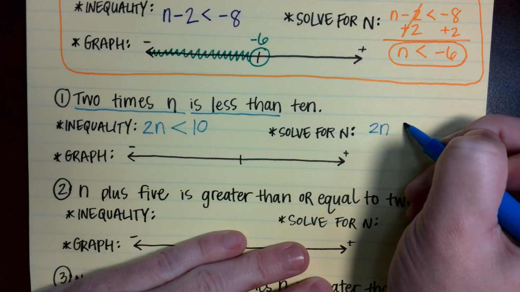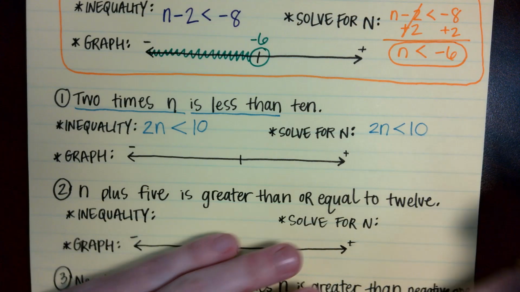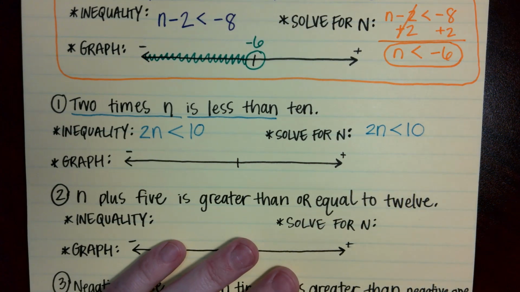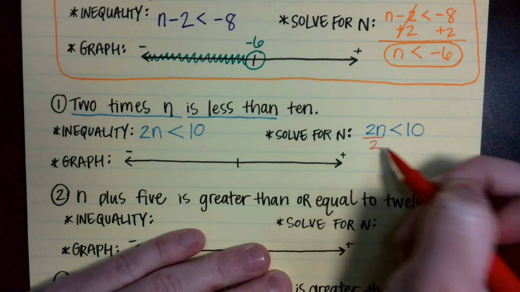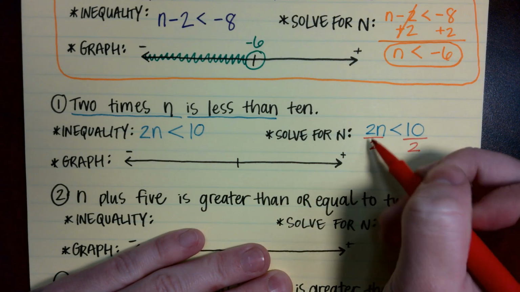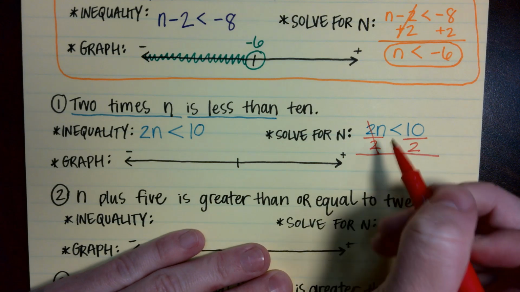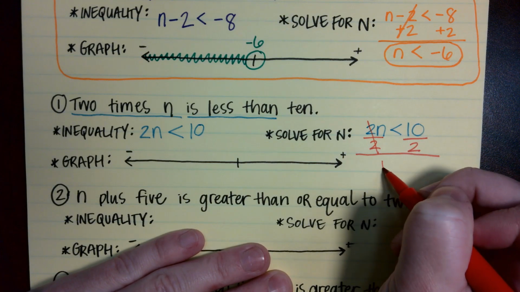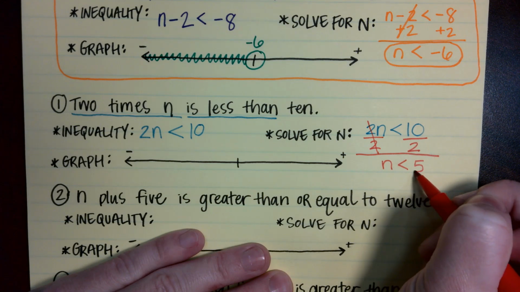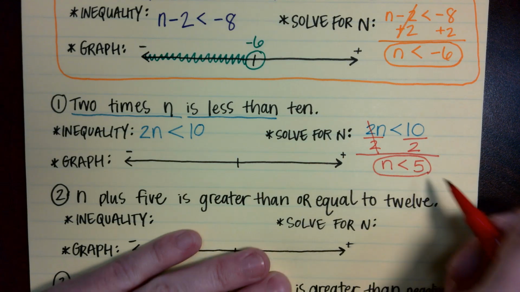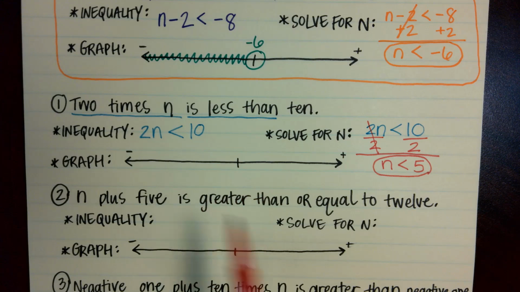2 times n is less than 10. How are we going to solve here? Divide. Good. We're using our inverse operations just like last unit. Those 2's will cancel and we get what as our answer? 5. N is less than 5. Good. Okay, so how are you going to draw the graph of that?